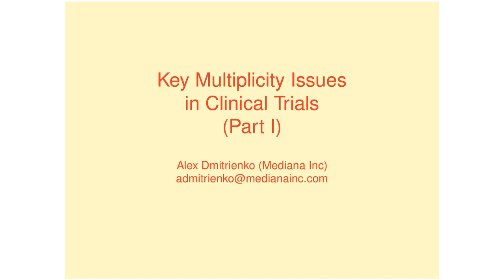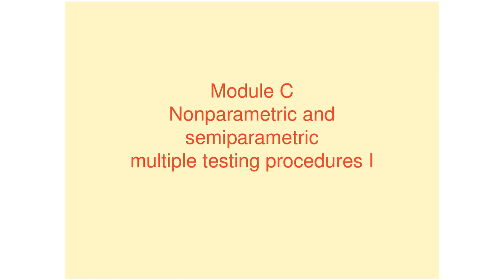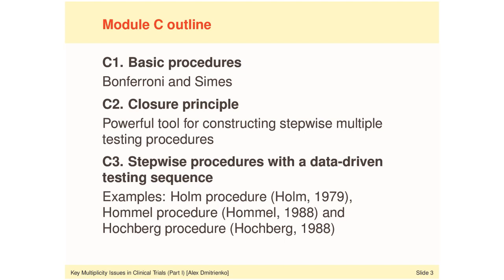Module C, non-parametric and semi-parametric multiple testing procedures, Part 1. We will begin this module with a discussion of one of the fundamental principles of multiple testing, and we'll then move on to a more practical discussion of commonly used non-parametric and semi-parametric procedures, and we'll take a closer look at their properties. Beginning with section C1, I will introduce two basic procedures: the Bonferroni, which is a simple single-step procedure, and the Simes, which is a global test.